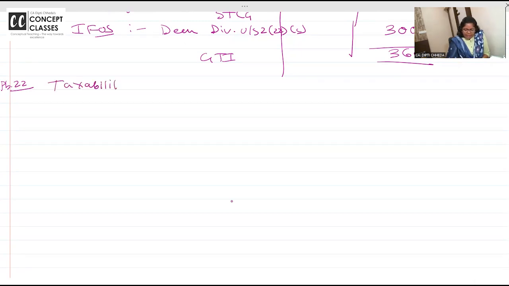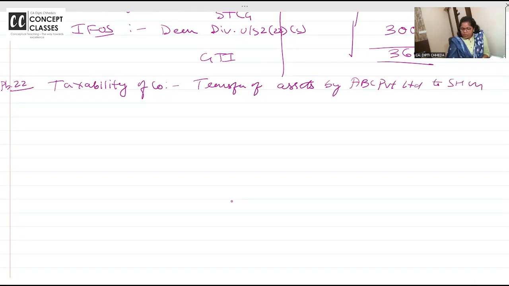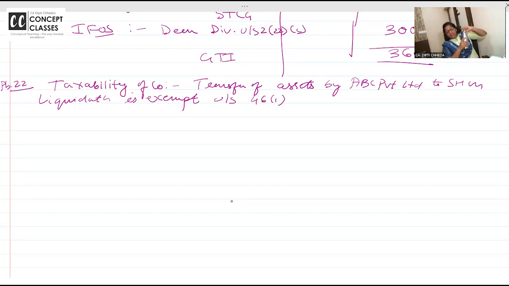First point. Taxability of company. Transfer of assets by ABC Private Limited to shareholder on liquidation is exempt under section, what did I tell you? 46(1). Under 46(1), transfer of assets by the company to the shareholders on the liquidation is all exempt. Okay? Now, taxability for Raghav.